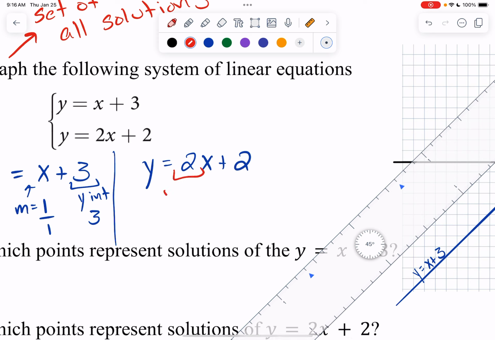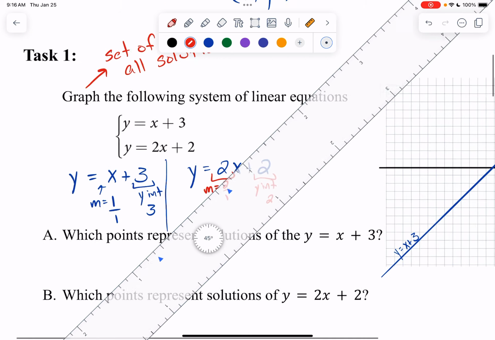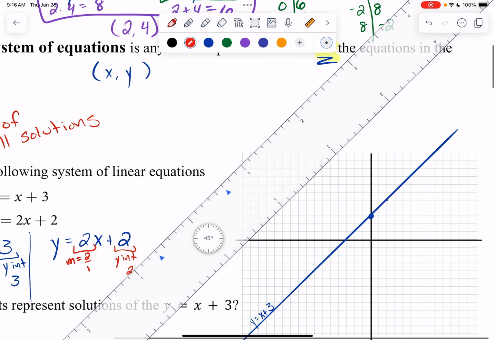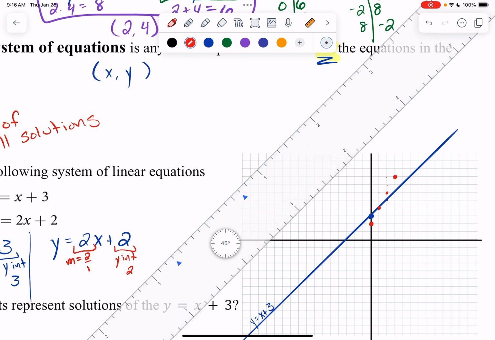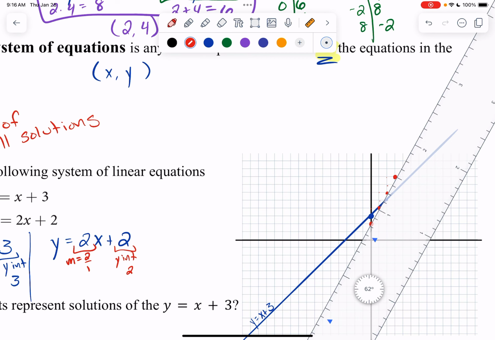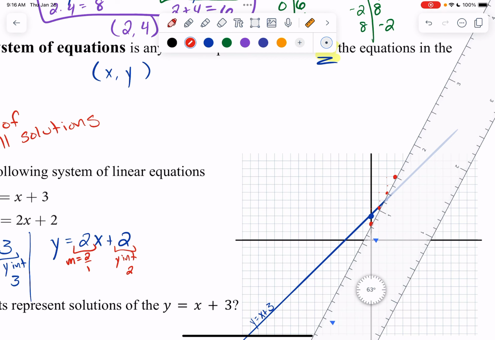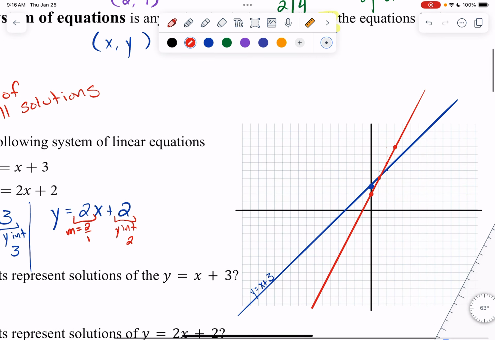Here my slope is 2, which is 2 over 1. Here's my y-intercept of 2. So we want to graph a y-intercept of 2, and a slope of 2, up 2 over 1, up 2 over 1, up 2 over 1. Okay, so looks like that guy right there. Let's put my ruler on there, and again, all the way through the graph. Okay, so this is y equals 2x plus 2.